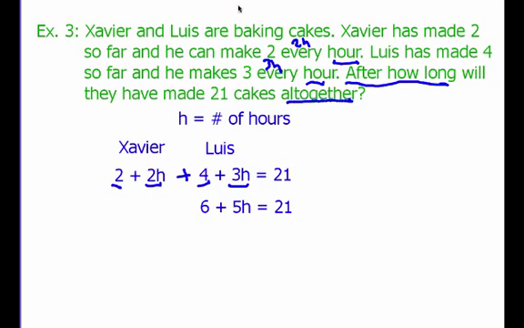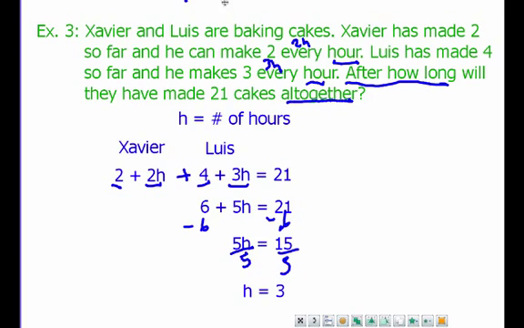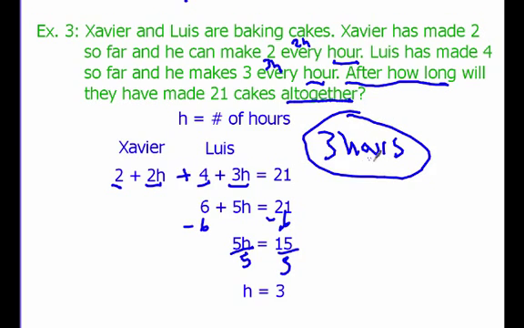I'm going to start by subtracting 6 from both sides. I get 5H equals 15. Divide both sides by 5. And we get our answer of H equals 3. So it will take exactly 3 hours for Luis and Xavier to have made 21 cakes altogether.